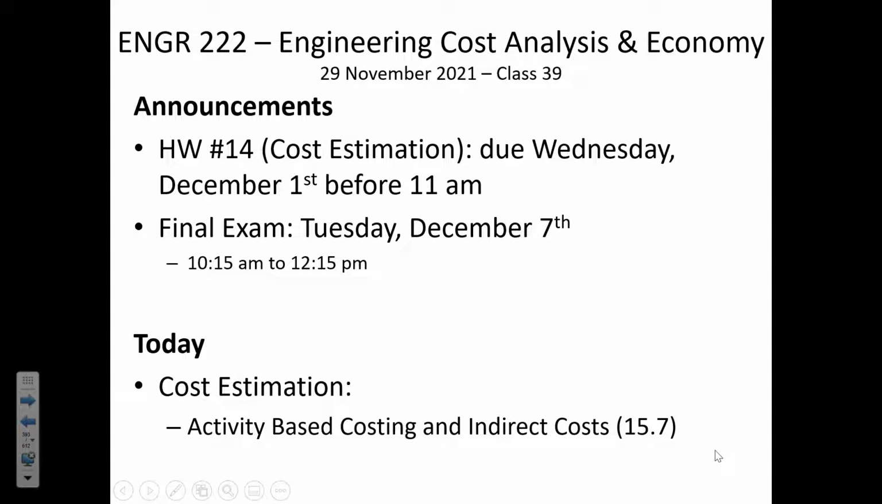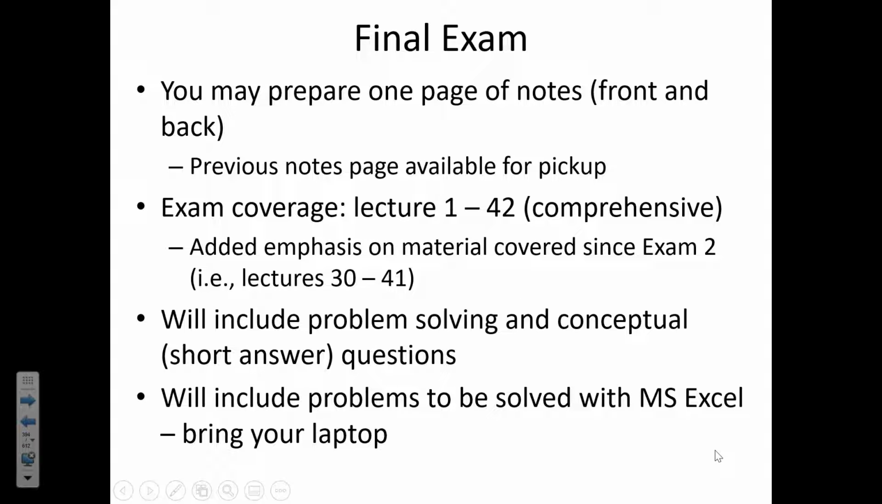I'll give you some information about that final exam on the next slide. Today we're going to finish talking about cost estimation. And then on Wednesday, we'll discuss something that's known as depreciation. And finally, on Friday is taxes. And so I'm glad to see a few more people here than usual. I would encourage you to come to class on Wednesday and Friday as well, because that material will be included on the final exam.